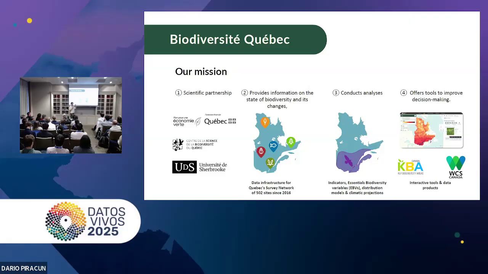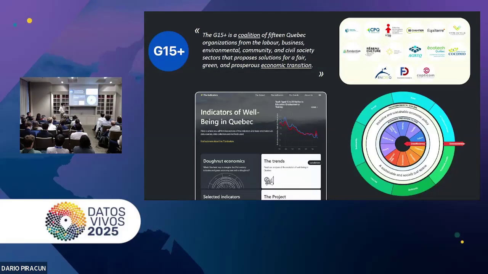From this data and other big data sets and local data sets, we conduct analysis: indicators, EBVs, distribution models, and climatic projections. And finally, we develop tools to improve decision-making. Those can be either web-based interactive tools or data products like the Key Biodiversity Areas for Quebec, which is coordinated for the province by University of Sherbrooke and Biodiversity Quebec teams.